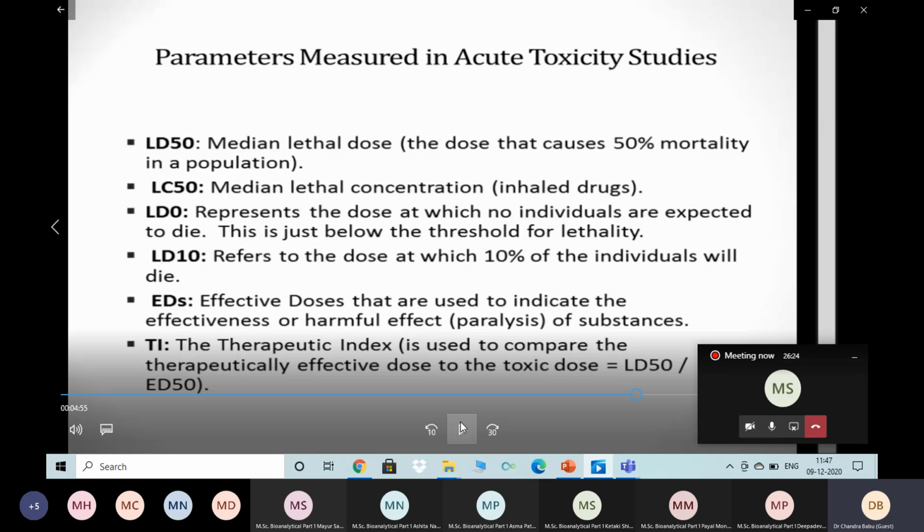But later it was stopped. Do you know the reason why chloroform was stopped? Why is chloroform now not used for making someone unconscious? Any idea, guys? Because it gets converted into a poisonous gas called phosgene.